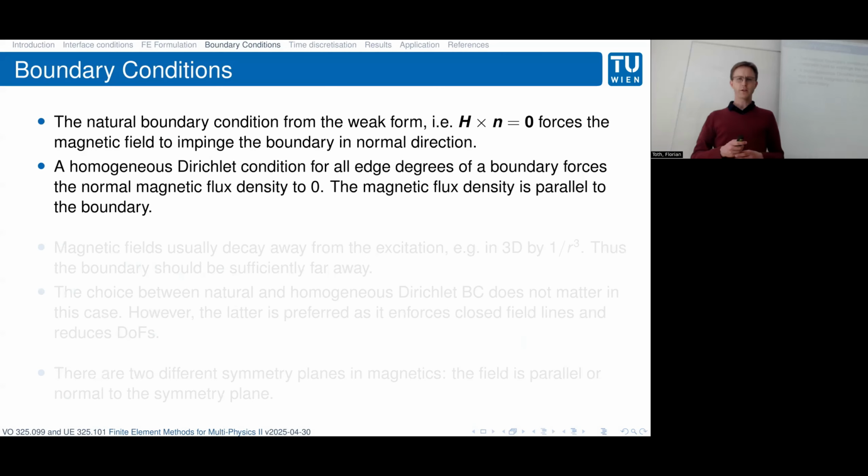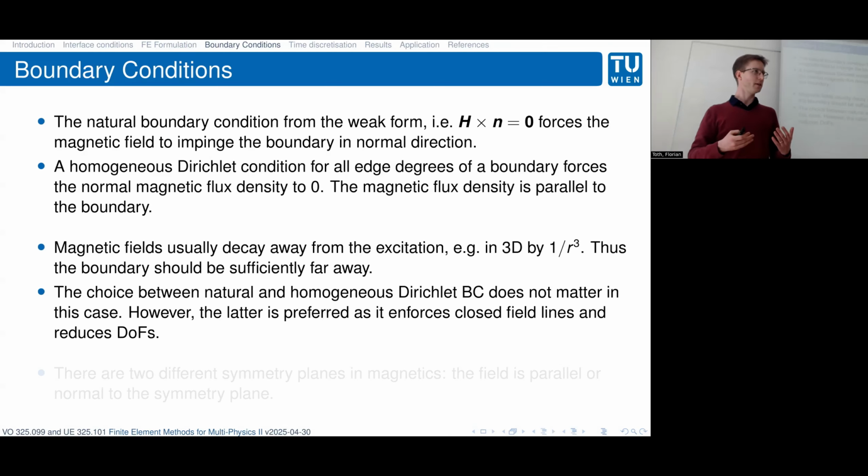Now let's move on to boundary conditions for the eddy current problem. In fact, the natural boundary condition for the weak form is 0 surface current density, so H×n is 0, and that forces the magnetic field to impinge on the boundary in normal direction. On the other hand, a homogeneous Dirichlet condition, so eliminating the edge degrees of freedom, will lead to normal flux density of 0, so the magnetic field lines will be parallel to the boundary.